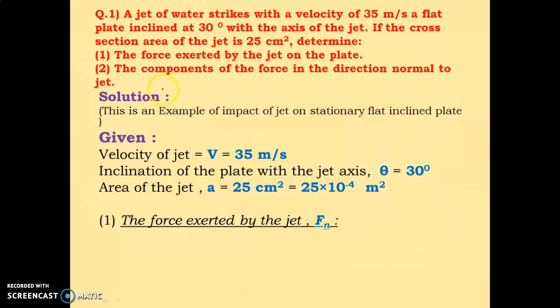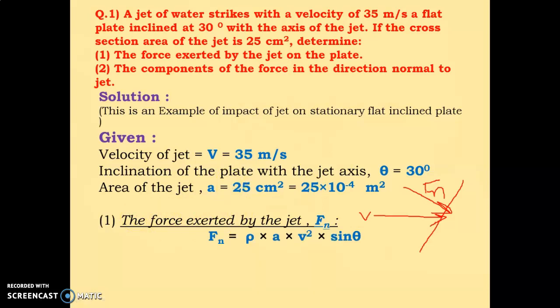Now first we have to find out the force exerted by the jet on the plate. So this is the plate, inclined plate. Now this is the direction of jet V. Now the force exerted by the jet, that is the normal force, acting on this inclined plate will act normally. So this is the normal force Fn.